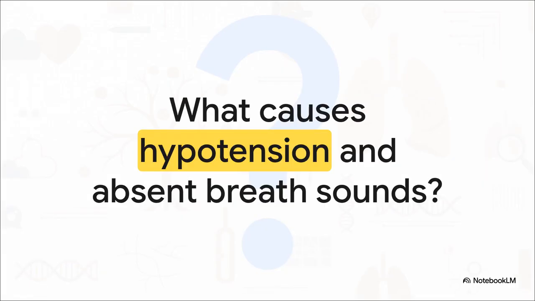Let's look at this classic board-style vignette. You've got a ventilated patient who suddenly develops hypotension, tachycardia, and unilaterally absent breath sounds. What's the diagnosis? Well, sudden collapse during positive pressure ventilation combined with those absent breath sounds strongly points to a tension pneumothorax. It's a massive, immediate pleural emergency.